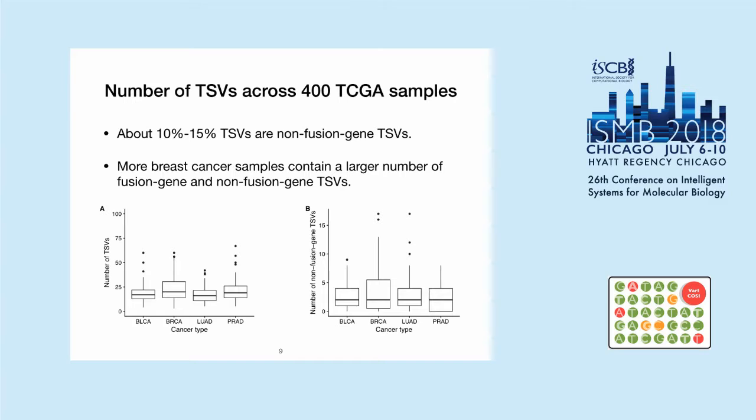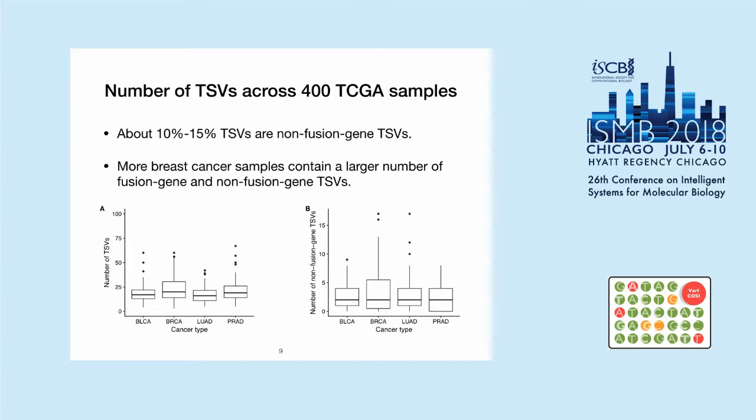And then we apply SQUID on 400 arbitrarily chosen TCGA samples across 4 different cancer types: bladder cancer, breast cancer, lung cancer, and prostate cancer. Panel A is the number of TSVs per sample for each cancer type, and panel B is the number of non-fusion gene TSVs per sample for each cancer type.